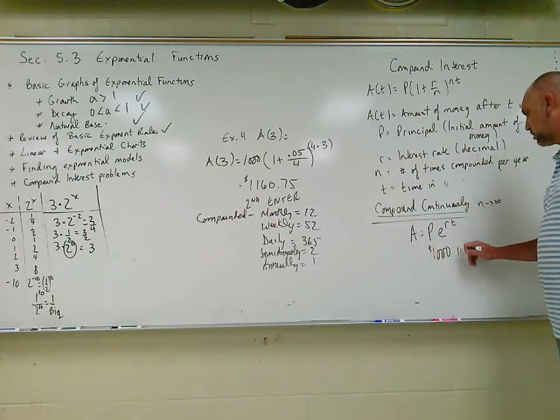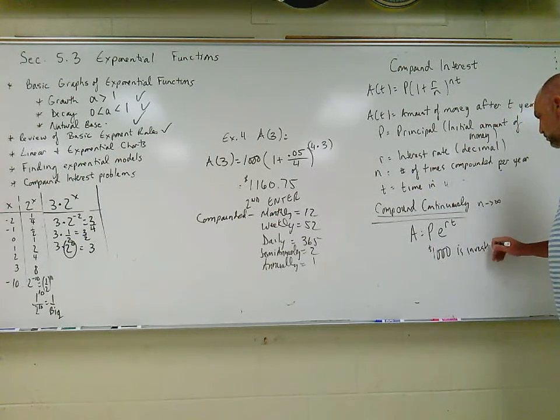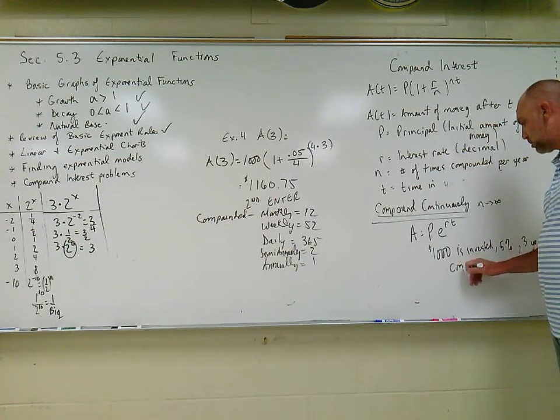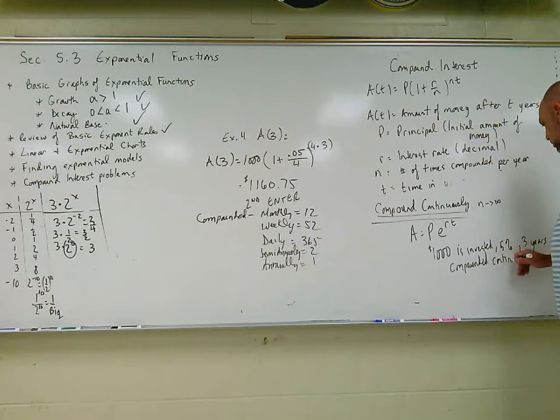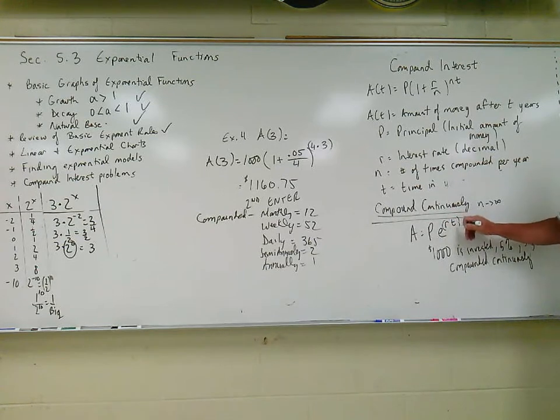$1,000 is invested, 5% interest, 3 years, compounded continuously. See if you can plug and crank to do this. Now remember, make sure you put your r times t, and this one is r times t in parentheses. That's your whole exponent for e. And you should get something a little bit bigger than $1,160.75. So anytime it says compound continuously, you use this PERT formula.